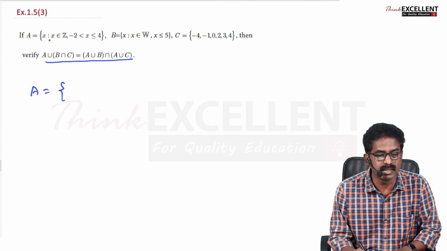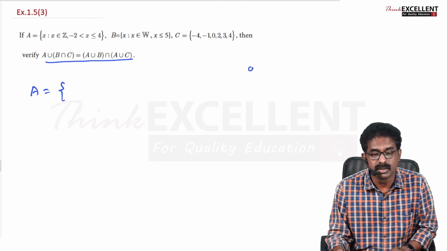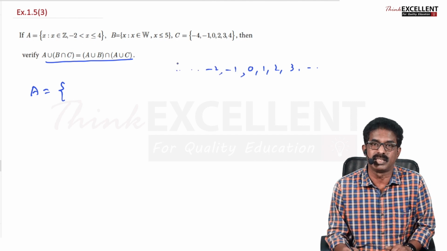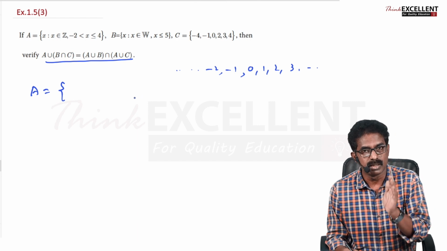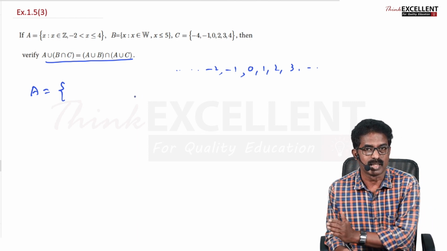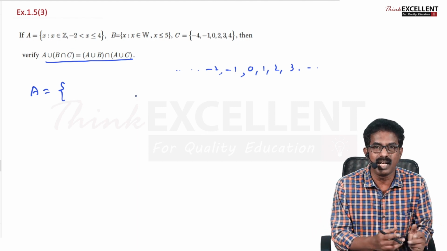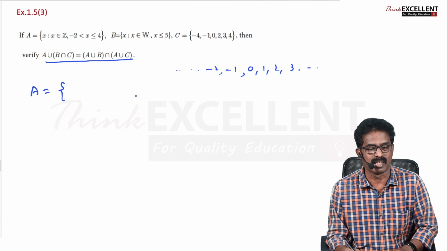So what is A here? Set of all x such that x belongs to Z. Z means what? Integers. What are integers? 0, 1, 2, 3, etc., and on the left side -1, -2, -3, etc. This is the set of integers. Whole numbers mean 0, 1, 2, 3. Natural numbers are 1, 2, 3, 4, etc. Then real numbers are the union of rational and irrational, which we studied last class.